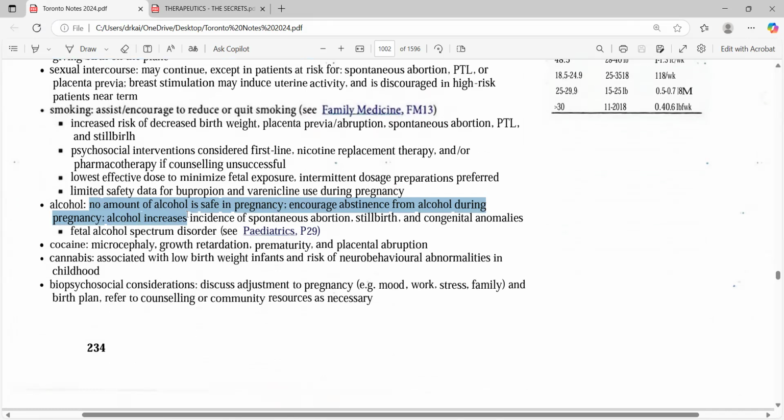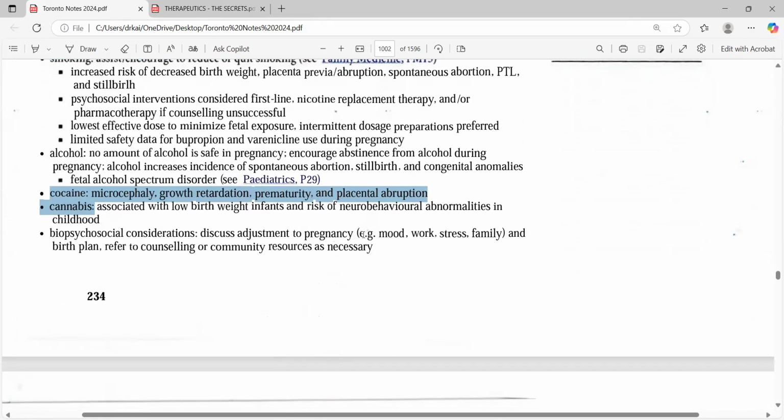Then alcohol, there is no amount of alcohol that is safe. There is no amount of cocaine that is safe. There is no amount of cannabis that is safe. Then biopsychosocial consideration, checking them in pregnancy about mood, stress, whatever.